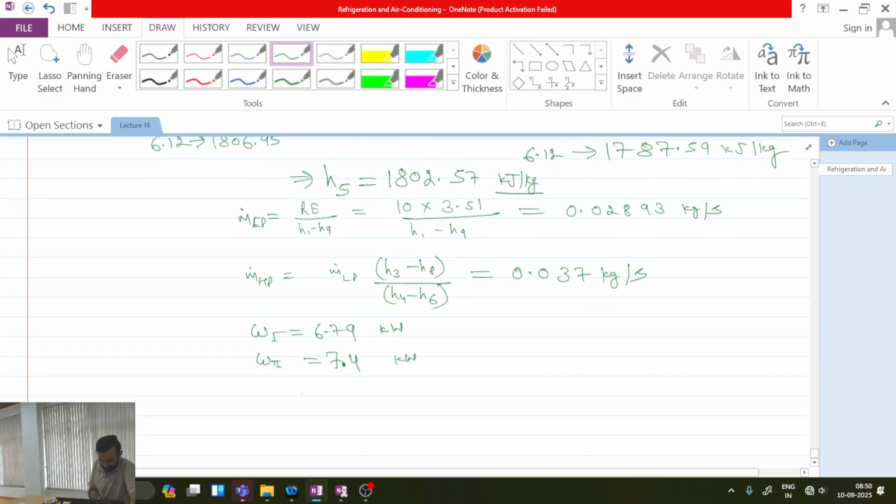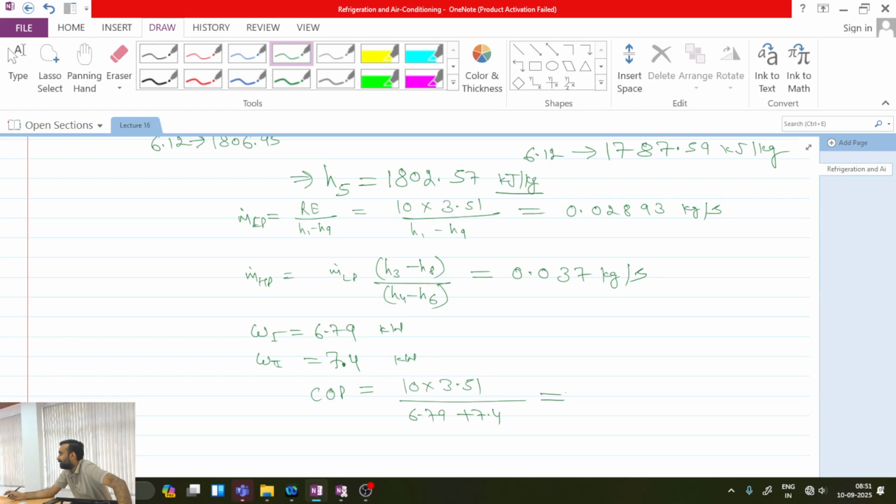What will be the COP? 10 tons of refrigeration, so 10 into 3.51 divided by (6.79 plus 7.4). How much is it? Why are you so slow on the calculator? You should be very quick. Yes, 2.48.